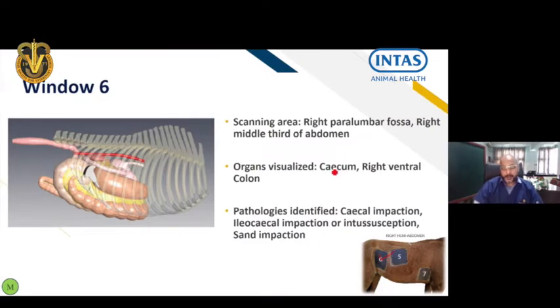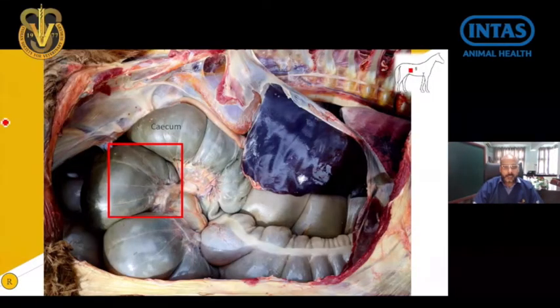Now, this is how you do the scanning here, from dorsal to ventral. So you can find the cecum here. Now this is the cecum. You can see the cecum here. This is the relation: the liver here, the duodenum here, and the cecum here.